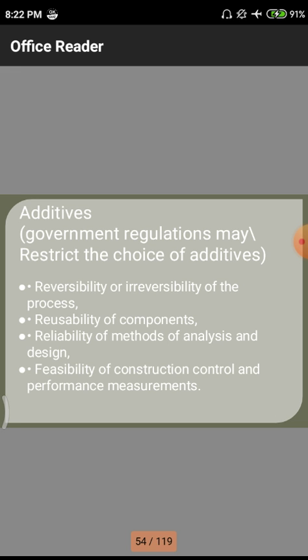Next one we have is the feasibility of the construction control and performance of measurements. Feasibility of the construction control. Feasibility means we have some amount of grip on the construction control. That means whatever work we have to do in a particular time span, we have some feasible time, so that within the time span we complete all our work.